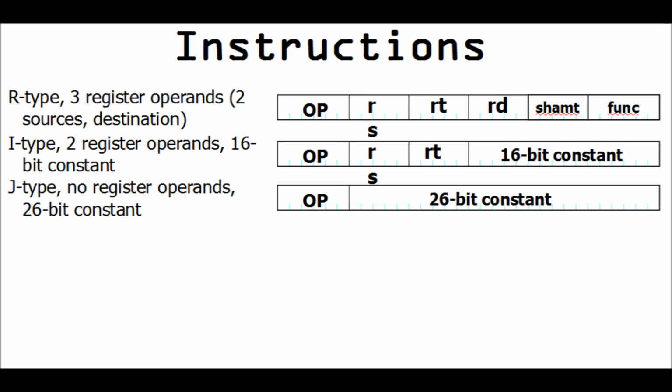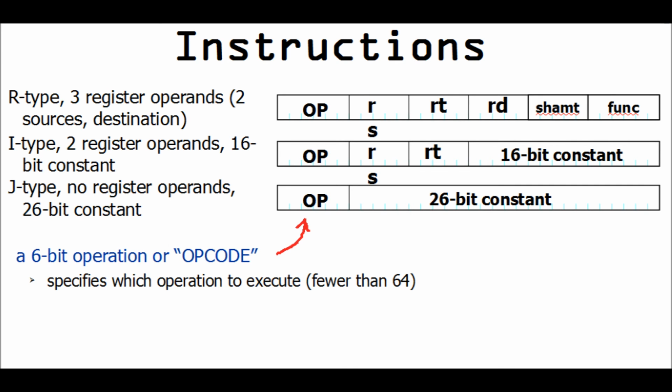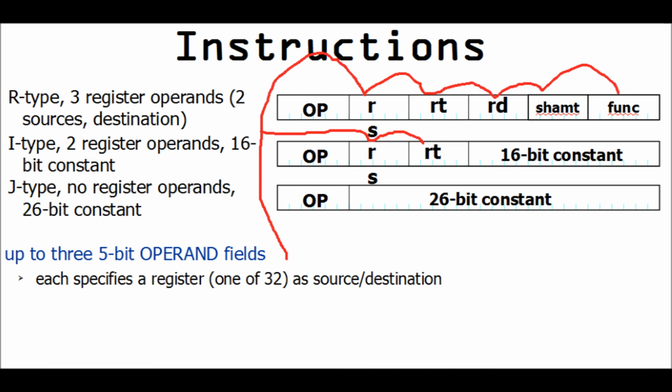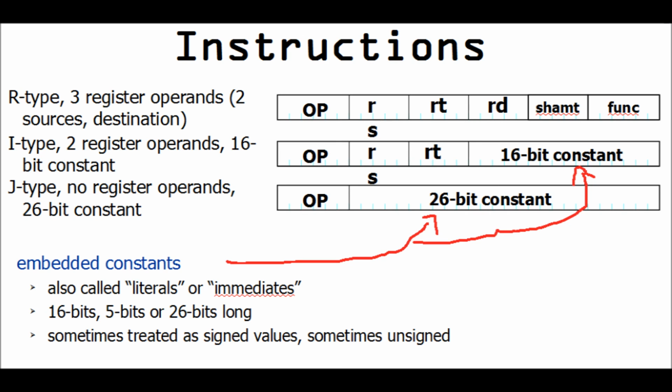Now there are 3 distinct kinds of instructions. They all begin with an opcode, which specifies which operation the processor is supposed to execute. And they have up to 3 5-bit operand fields, which are basically the arguments for the operation. And they also have embedded constants, which can be immediate values, values that you can just pop in there, like 1, 5, 25, 94, whatever.